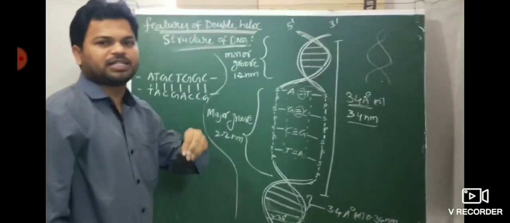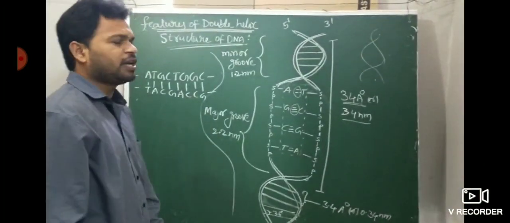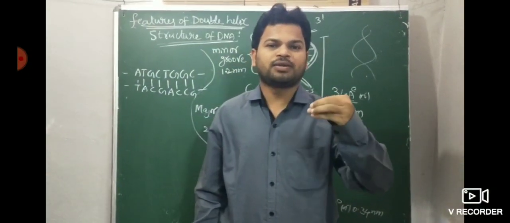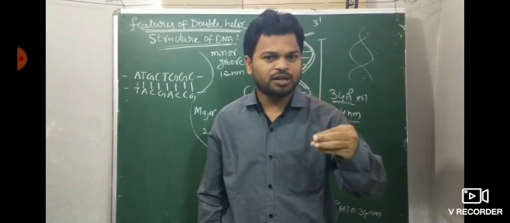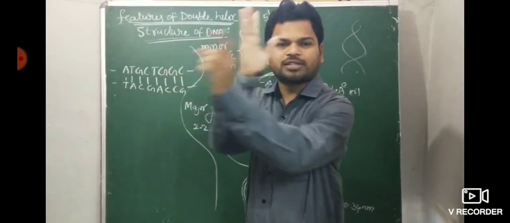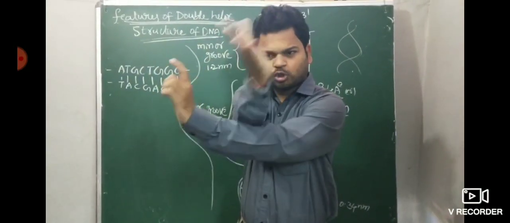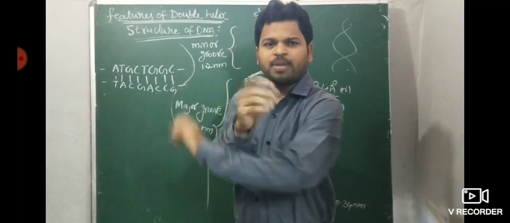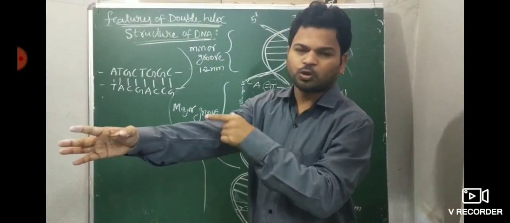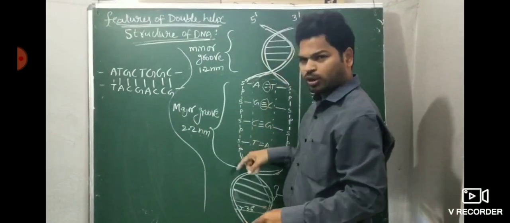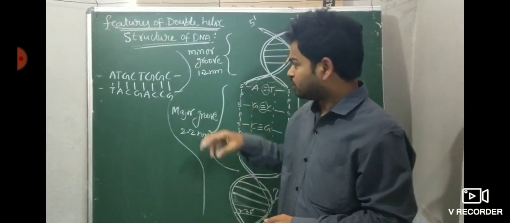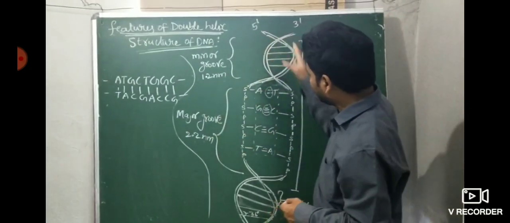Now I am going to repeat these features of the double helix structure of DNA. Watson and Crick proposed a double helix structure of DNA based on Wilkins and Franklin's X-ray diffraction data and Chargaff's rule. According to it, there are two strands, two polynucleotide chains, coiled to form a helix. Each chain has a backbone of phosphate, sugar, phosphate, sugar. Nitrogen bases are projected inwards. The two chains show anti-parallel polarity.